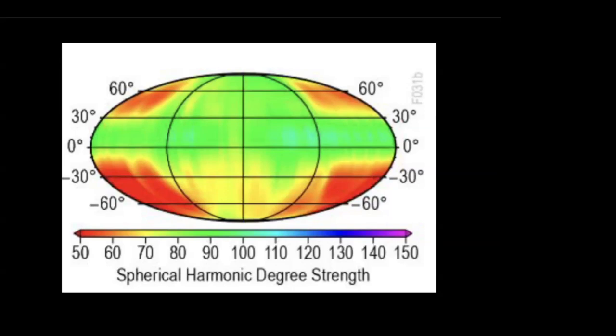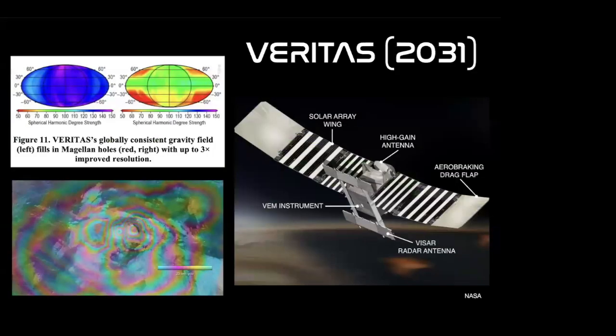But one of the things that could come out of this is we could start making predictions for future missions. So the VERITAS mission is going to improve on that global map within the next decade. And it's going to be amazing. It's going to fill in those holes. We're going to get higher degrees. We might actually be able to resolve these features in free air and Bouguer. We also, because it has InSAR, will be able to get deformation of the surface.